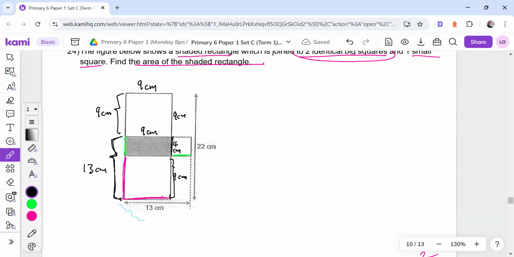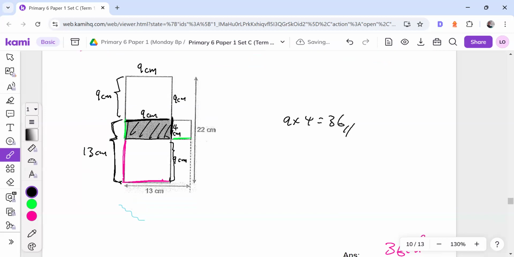Oh, that's the breadth of the rectangle already. I got the length also. Can I find the area of this rectangle now? 9 times 4, 36. 36 centimeters square. Okay? Got it?